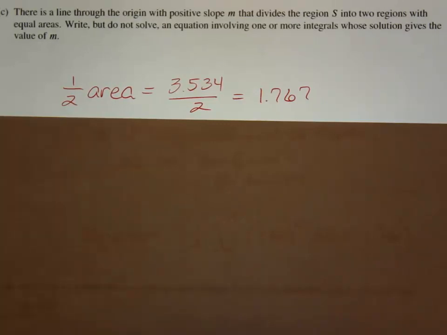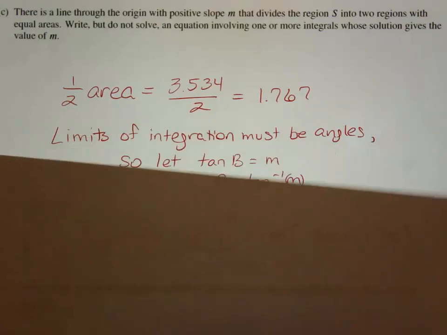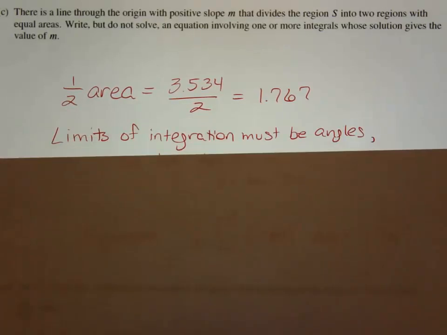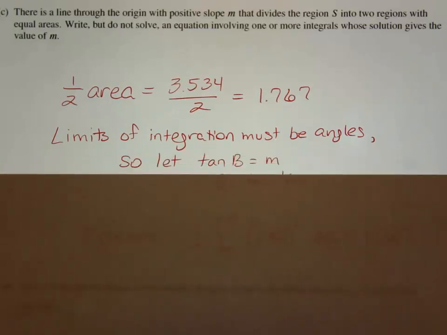But that doesn't work because the limits of integration must be angles. So what we must do is think about the slope of a line in comparison to the angles that it creates. So we have to come up with a formula that the tangent of, I'm going to call it angle B, is equal to m, because slope is the tangent, the opposite over the adjacent, the rise over the run.